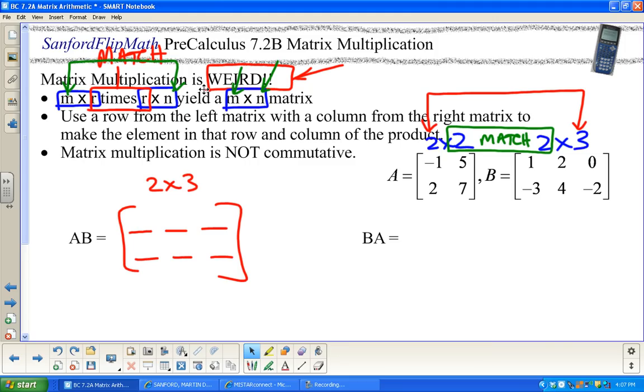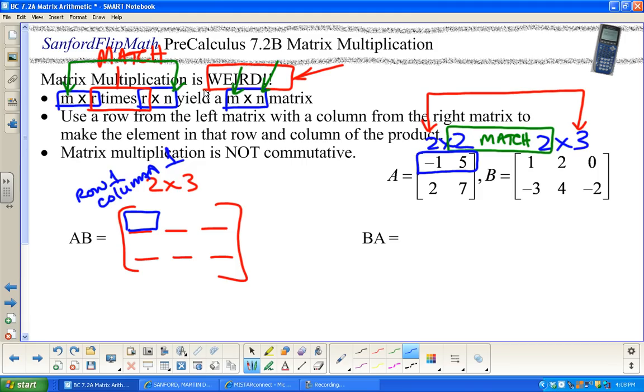Now here's where the weirdness kicks in. I tried to use words to explain what's going on in the second bullet point, and there's no convenient way to do this word-wise, so you're just going to have to follow along. When I'm trying to find the row 1 column 1 element in the answer, I'm going to use row 1 from the left matrix and column 1 from the right matrix. And what I'm going to be doing is multiplying and adding.